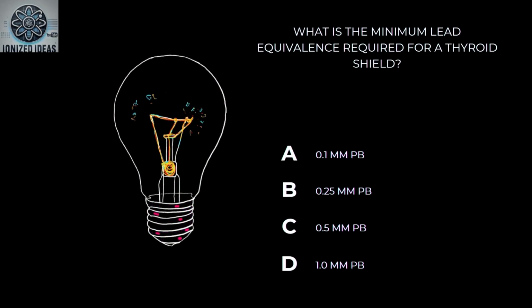What is the minimum lead equivalence required for a thyroid shield? A. 0.1 mm Pb, B. 0.25 mm Pb, C. 0.5 mm Pb, D. 1.0 mm Pb.